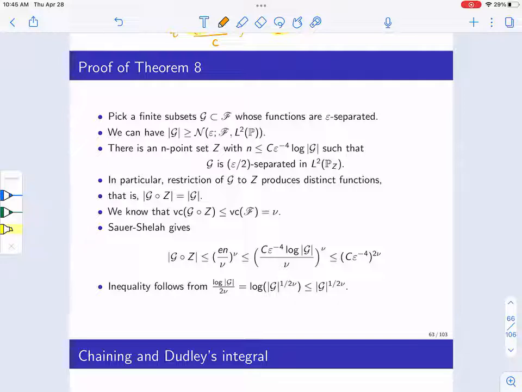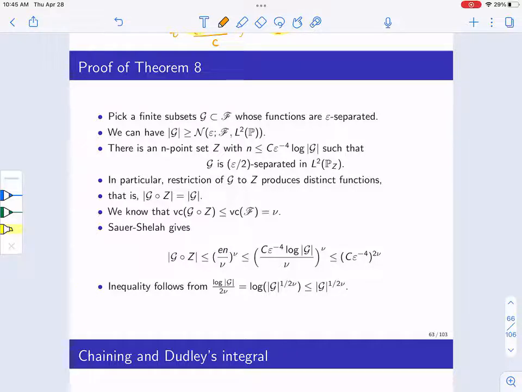And we also know that VC dimension is, this is easy, if we restrict, the VC dimension is at most the VC dimension of the original class, which is nu. Now this is a function class on an endpoint set. So we can use Sauer's lemma. VC dimension nu, endpoint set, you get this upper bound on the cardinality. And this is by assumption, you can see that n is, I'm going to plug it in here, you get that.